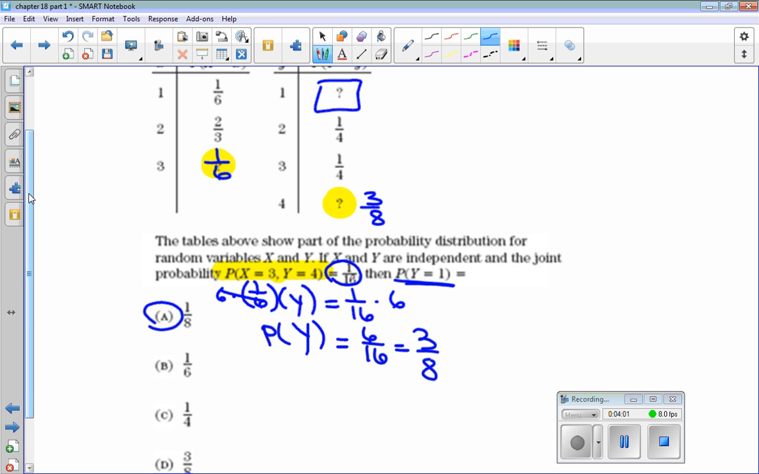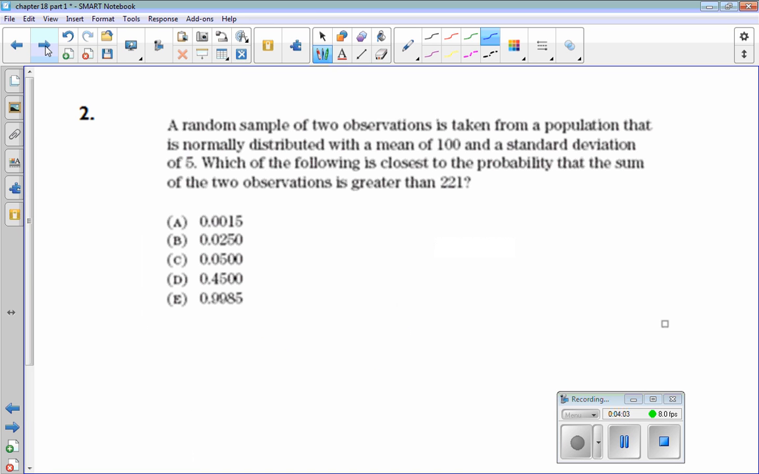Good. Perfect. I agree. All right, let's go ahead and look at this next one. Now, how do I know by reading this question that it is a combining random variables question? It tells you right there.